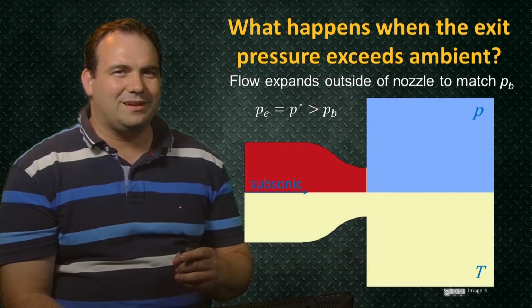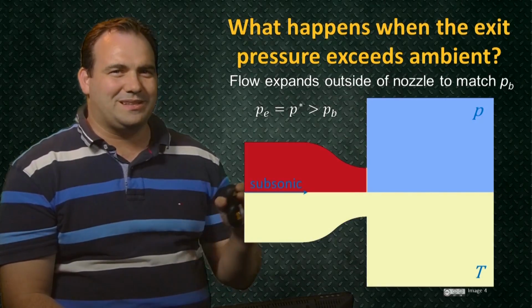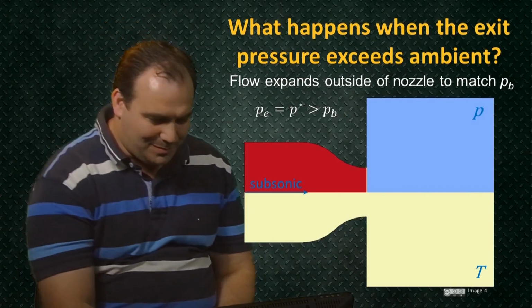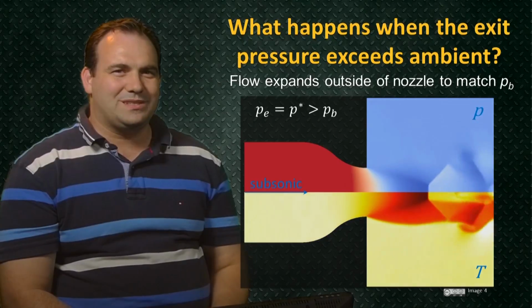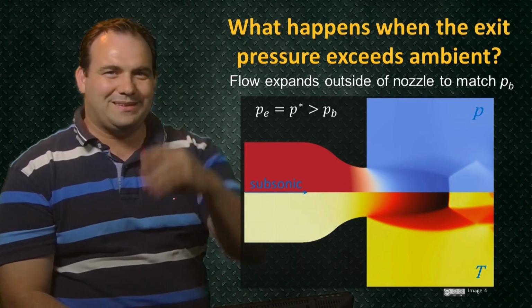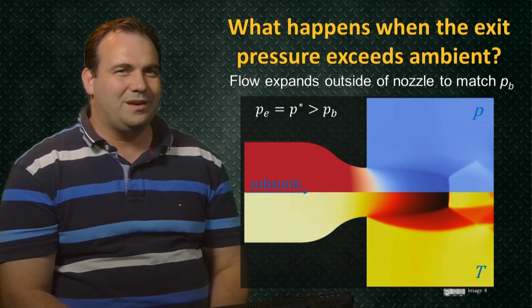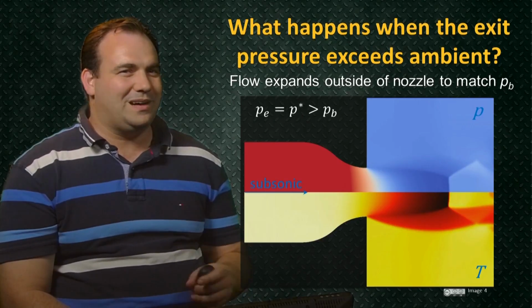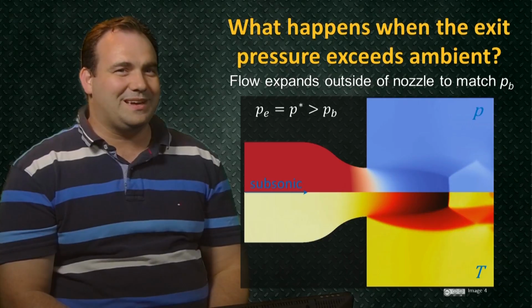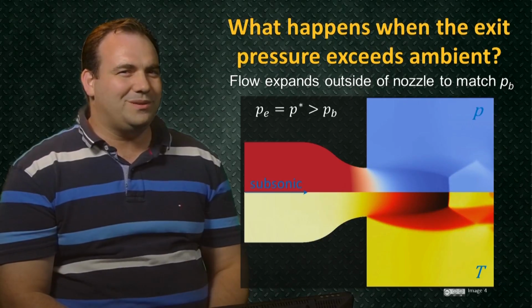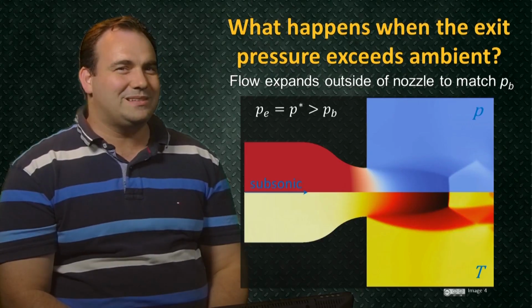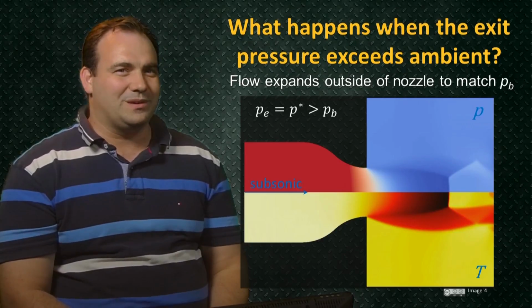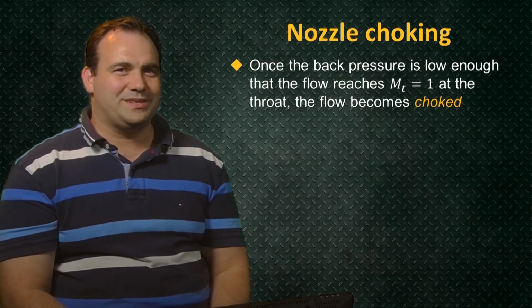On the other hand, if we drop the back pressure so that it's substantially lower than the exit pressure, we see that this pressure difference causes the exhaust to expand outwards once it leaves the nozzle. A complex wave structure forms, resulting in the flow outside being very different from the previous case. However, if you look carefully, you'll see that the flow inside the nozzle is unchanged, which is due to the throat being choked. Let's summarize what we've just seen.